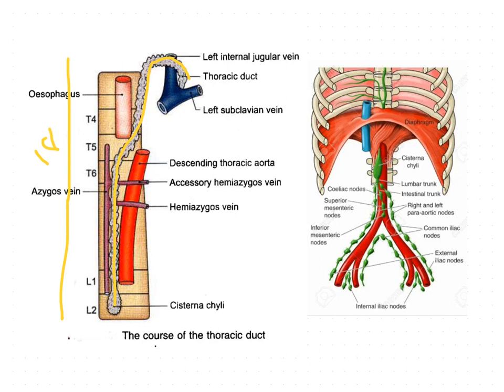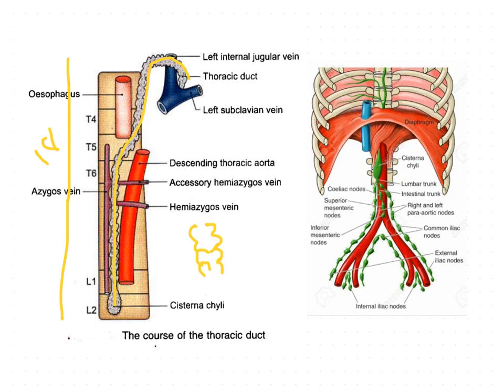It has a beaded appearance because of the presence of many valves in its lumen. So it has this kind of beaded appearance because of the number of valves which are present inside the lumen. So the thoracic duct is the largest lymphatic vessel in the body.